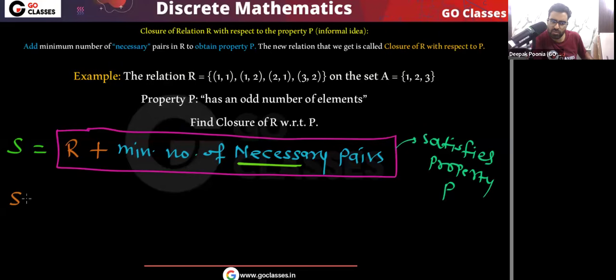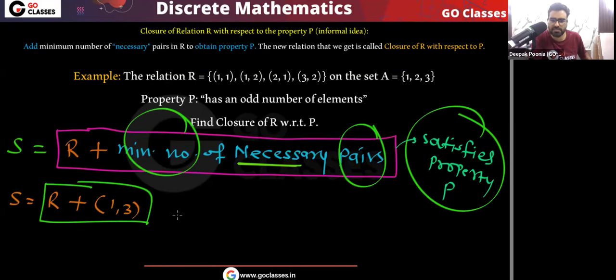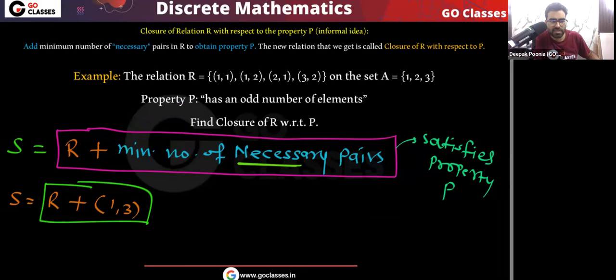Maybe some student will do R union, meaning in this R, they will add, which pair will they add? They can add maybe 1, 3. Some student will add 1, 3. Okay. Now you can notice that we have added the minimum number of pairs and the property is satisfied. But which word is missing here? Minimum number of pairs added, property P satisfied. These three words are okay. But which word are you missing? The necessary word. Was it necessary to add this pair?